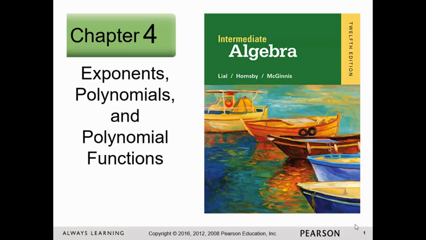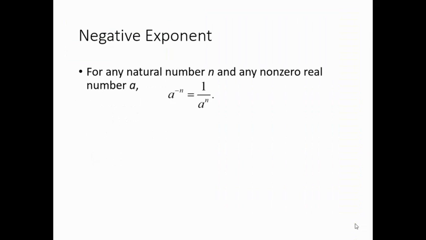All right, so this is the final exam review for chapter 4. So the first thing we want to start off with is the rules for negative exponents.